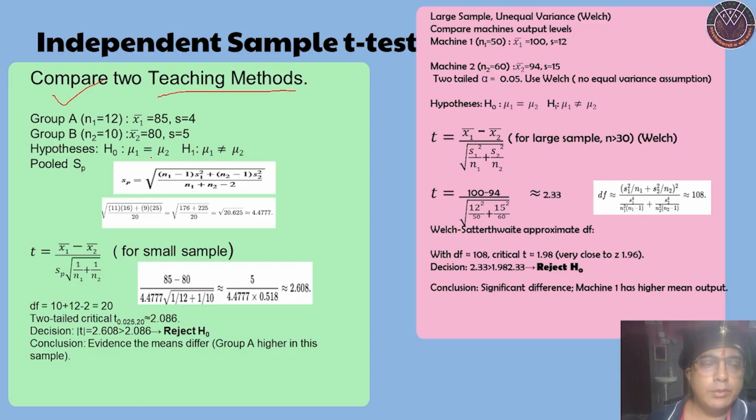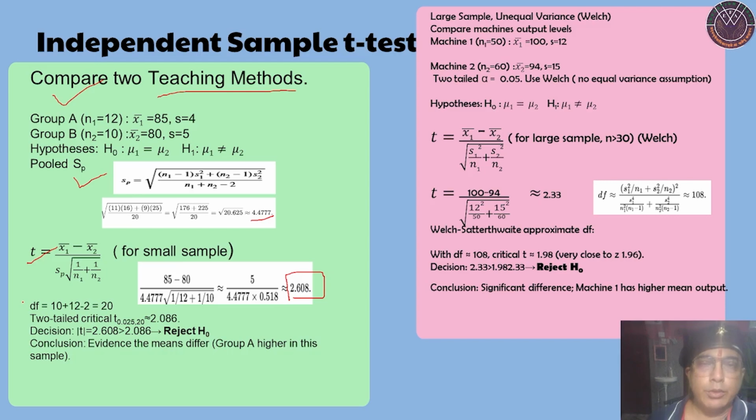So the hypothesis is that both the means are equal, mu1 is equal to mu2 at the population level, and the alternative hypothesis is mu1 is not equal to mu2. The population mean of group A is not equal to group B. So now you again calculate the pooled standard deviation, and that value is coming as 4.47777. If we put this value in the t-test formula, the calculated value is 2.608.